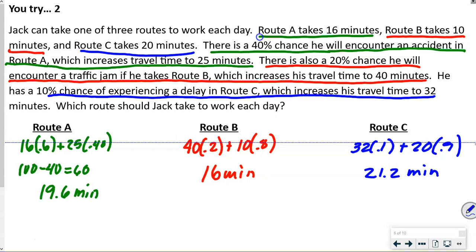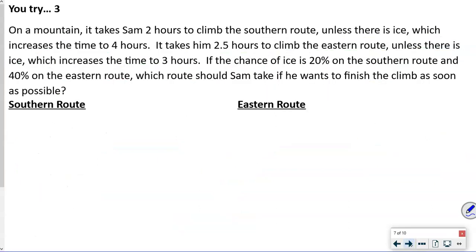So which one of these is the route you want to take? I would say Route B, right? Because it takes the least amount of time. So Route B was the answer. Any questions? All right, let's see if you guys can do this third one. Come back to me when you're done.